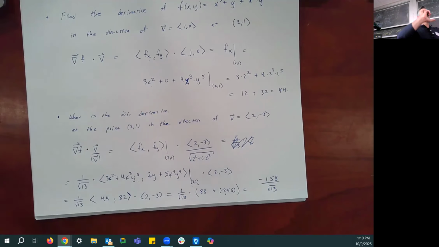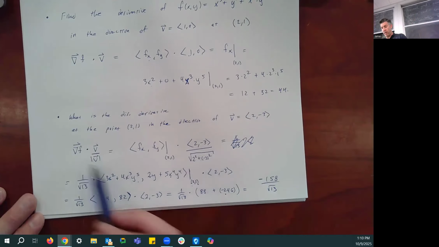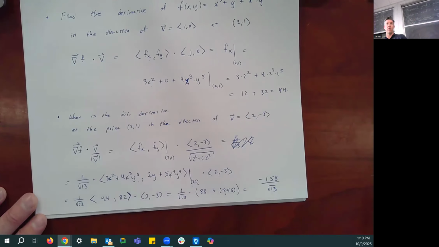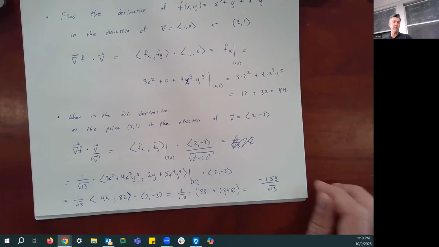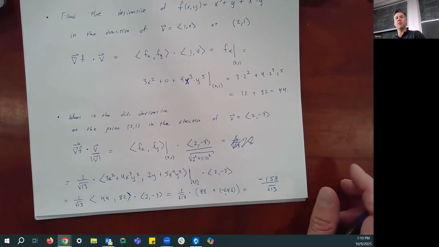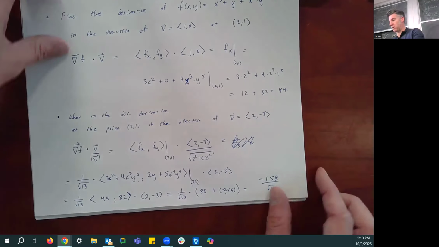Again, the idea here isn't too complicated. The numbers are not nice, but the actual computation is relatively easy to start with, right? It's just your gradient vector, plug in your point, dot it with your unit vector in the direction you're given. Let's look at maybe a nicer example than the one I just came up with.